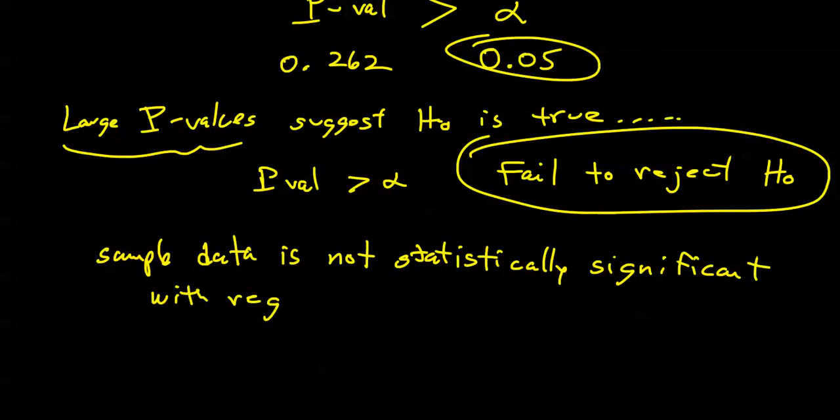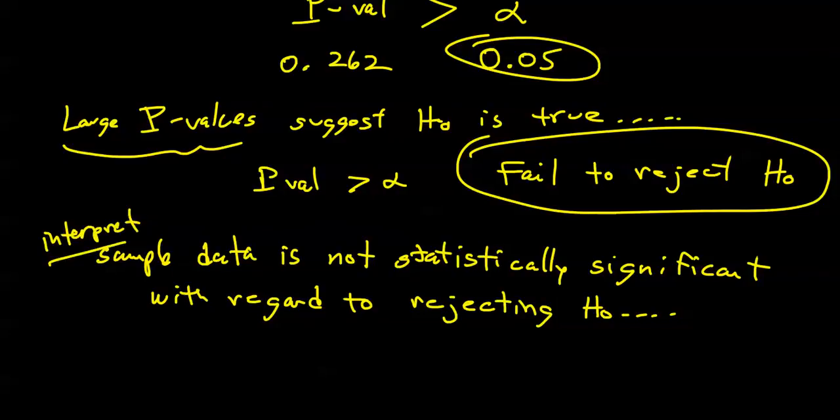With regard to rejecting H0, it's not extreme enough. And if we look back, that sample proportion of 0.118 wasn't far enough away from 0.1 to warrant rejection of that null claim. Alright, so this you might call an interpretive statement. Sample data is not statistically significant with regard to rejecting H0.